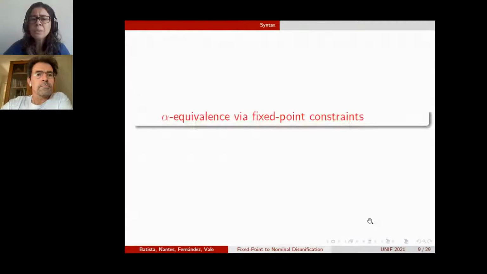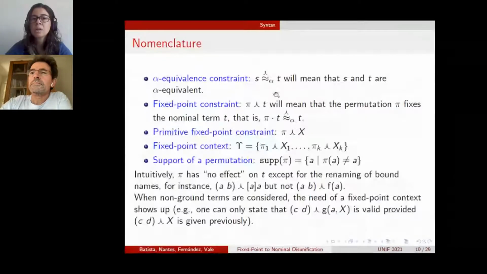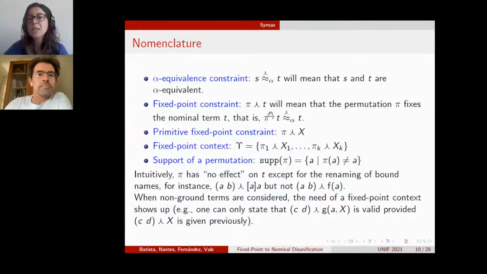So how do we do alpha equivalence via fixed point constraints? We need some nomenclature or terminology. We are going to use this symbol, alpha equivalent, with this symbol on top, just to mean that we are going to use the fixed point constraint that I'm going to define below. So it means that S and T are alpha equivalent. And pi fixes T, this is how it's called, means that pi applied to T is equal to T modulo alpha equivalence, okay?